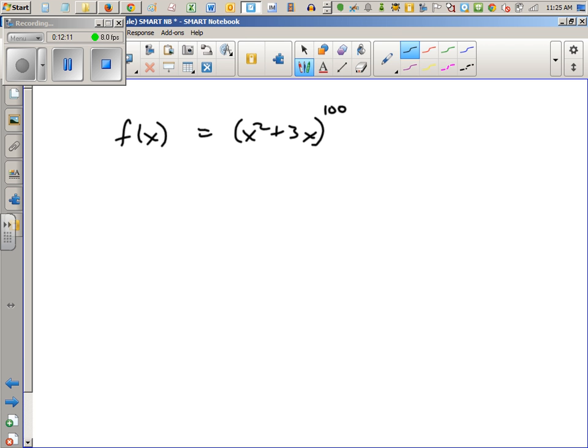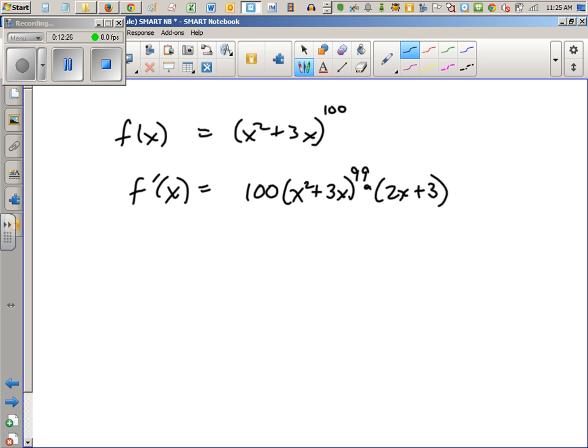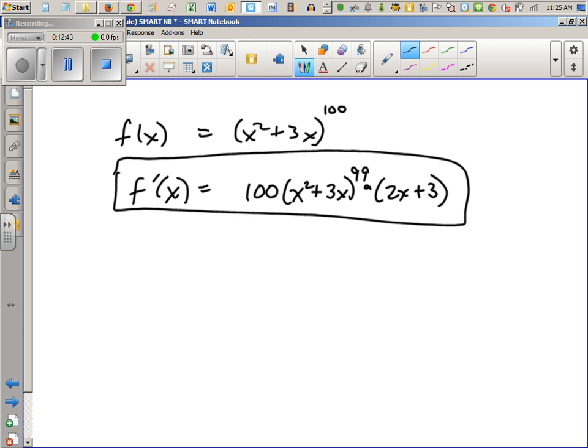If you do it by the chain rule, and you find the derivative, you do it this way. Watch. Bring down the 100, decrease the power of the x squared plus 3x to 99, multiply by 2x plus 3, because that's the derivative of the inside. This also has all the right terms, but it's factored, and it's done. And it measures the slope of f. That's awesome.